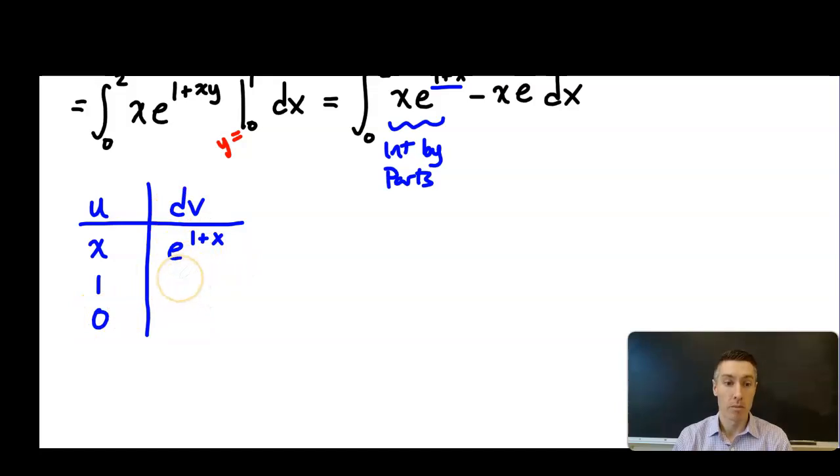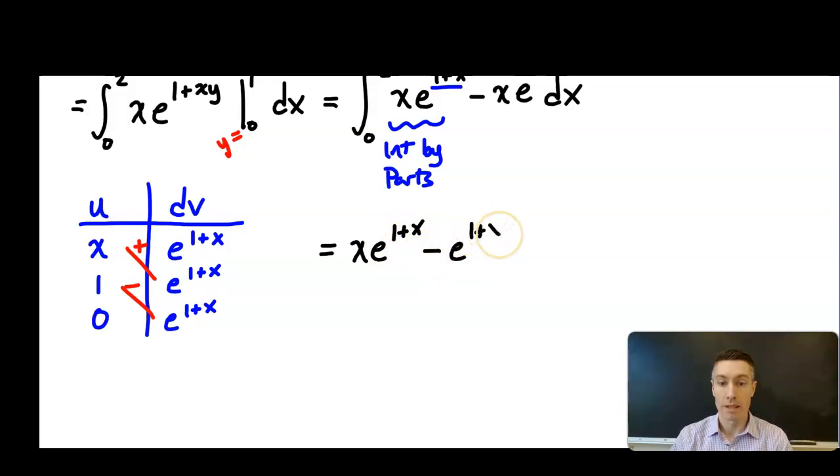Integrate down the dv column, which is nice because all of these integrals are just going to be e to the 1 plus x. Connect them, signs. So that integral for that term is going to be x e to the 1 plus x minus e to the 1 plus x. And then integrating the x e term, minus x squared over 2 e. And we're evaluating that from 0 to 2. So a little bit of review with integration by parts here.